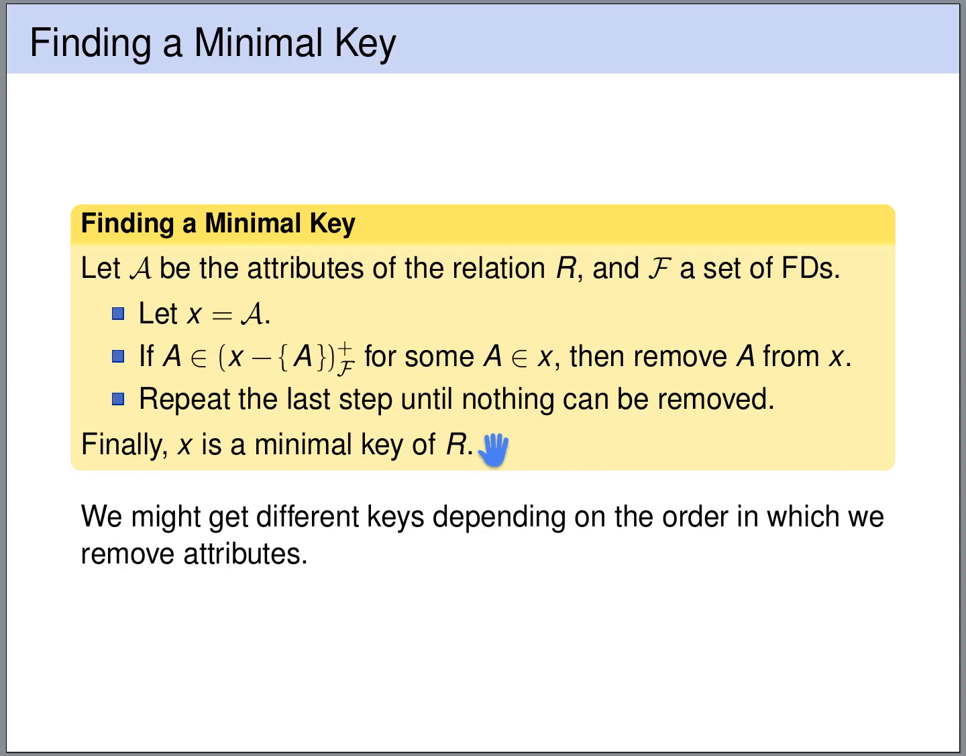This will give us some minimal key, but depending on the order in which we remove the attributes, we might get different minimal keys. If you're just interested in some minimal key, then this is a very simple algorithm to find one minimal key. We will see on the next slide an algorithm for determining all minimal keys.